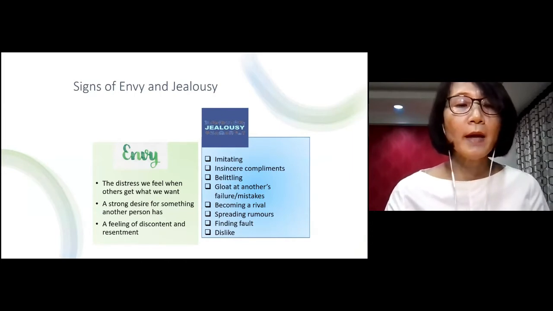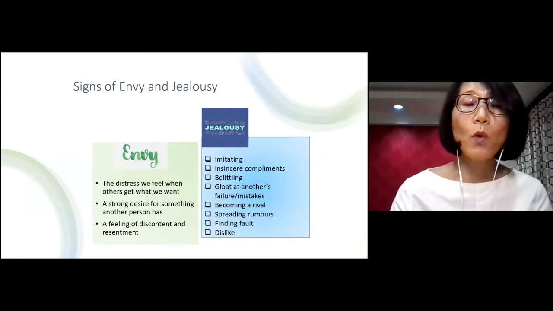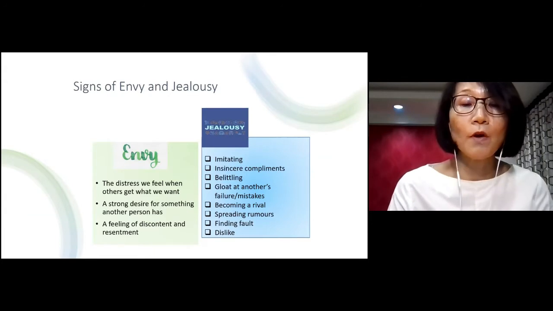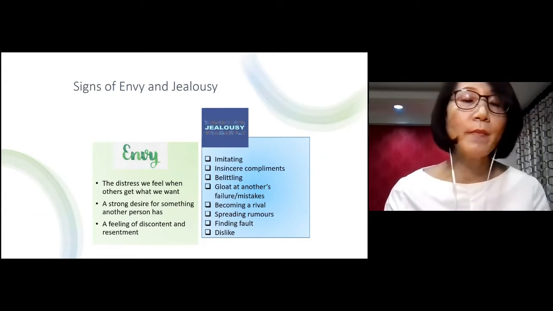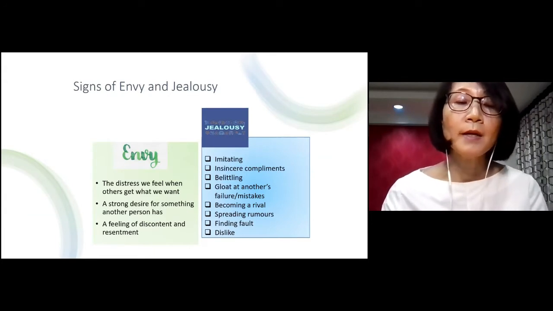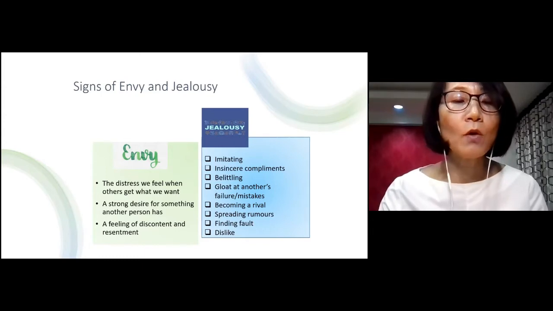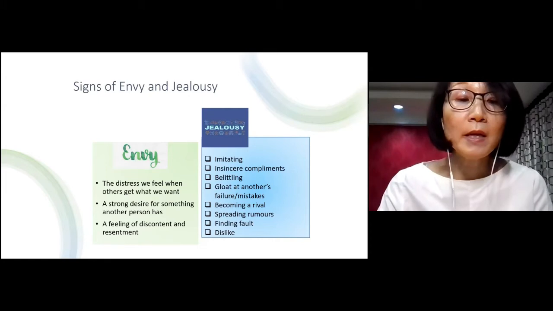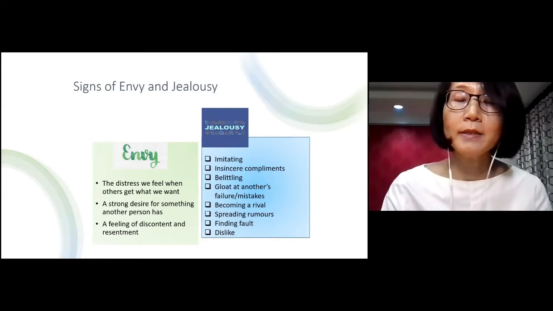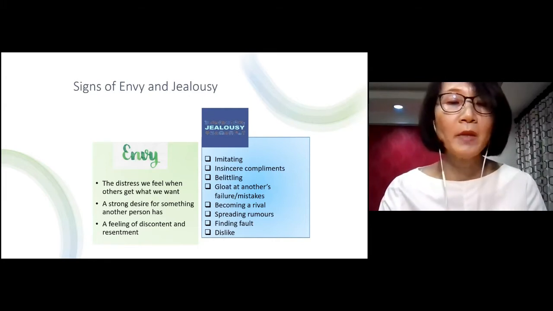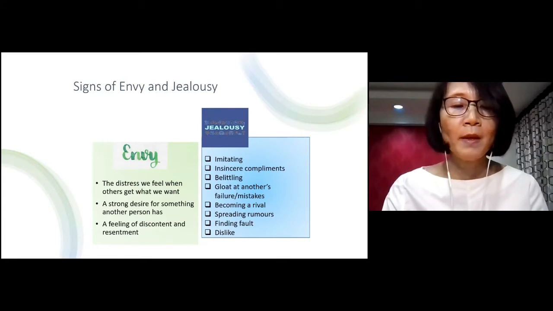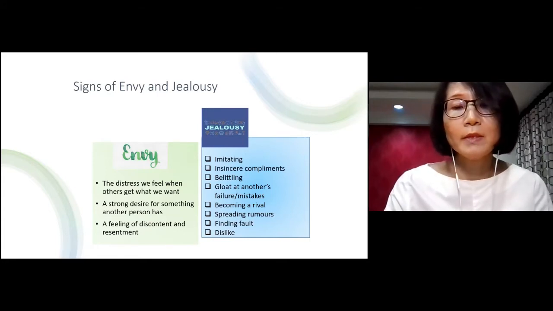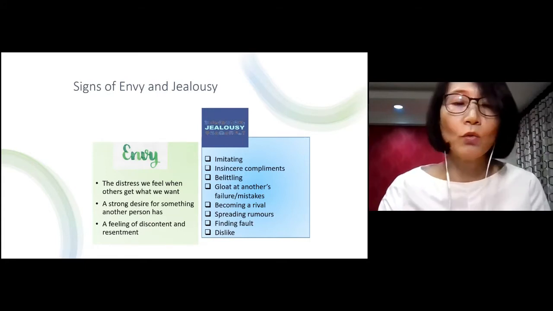Now let's look at what it is like if someone is jealous of you. He or she might find ways to copy you, give insincere compliments, or talk negatively behind your back. They might say things to minimize your accomplishments, either directly or indirectly, in a passive-aggressive way. They might gloat when you make a mistake. They will be the first to say, I told you so.